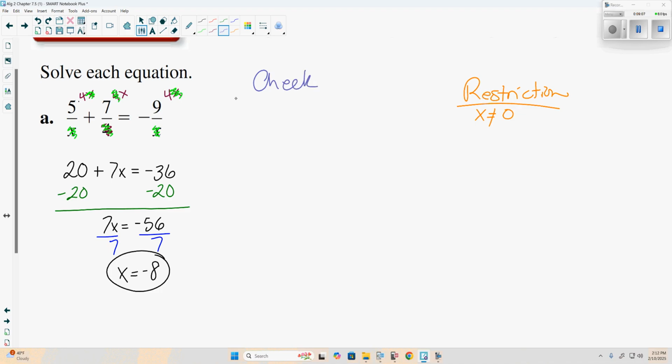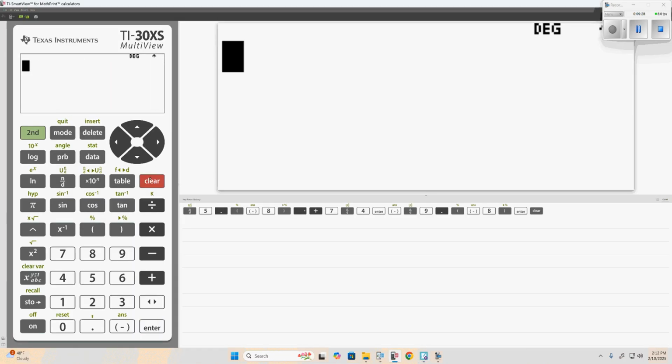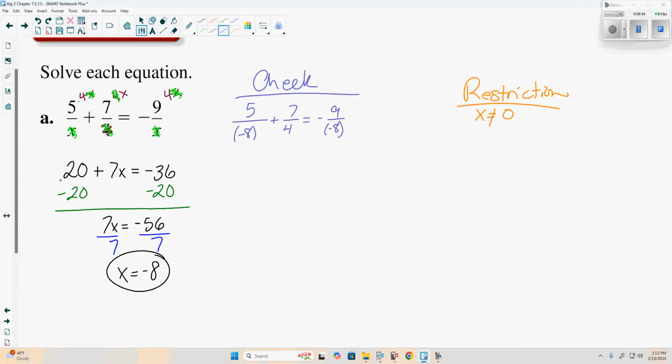Now, if we wanted to check, we could. And what that would involve is just replacing every x in the equation with negative 8, giving us 5 over negative 8 plus 7/4 is equal to negative 9 over negative 8. And what I would do is come in here and say, that's it.